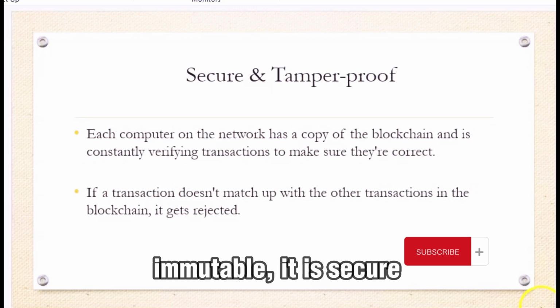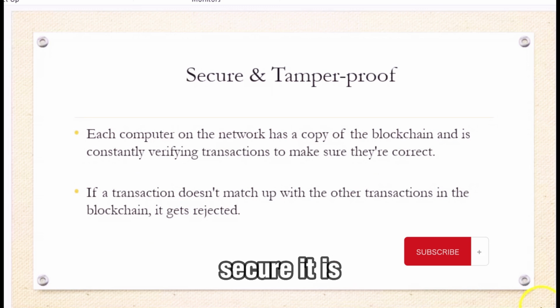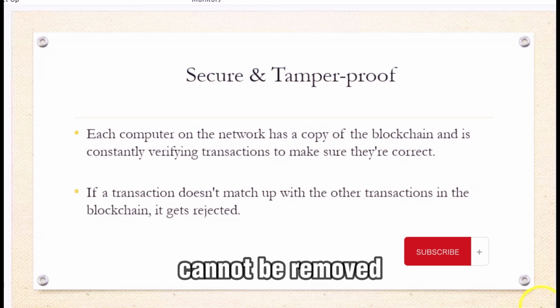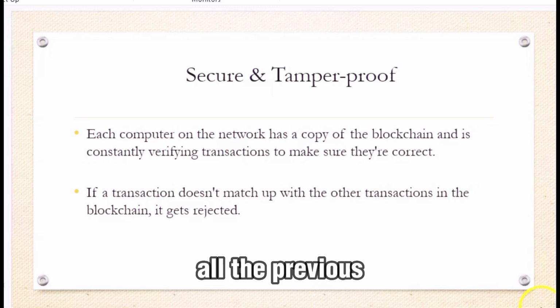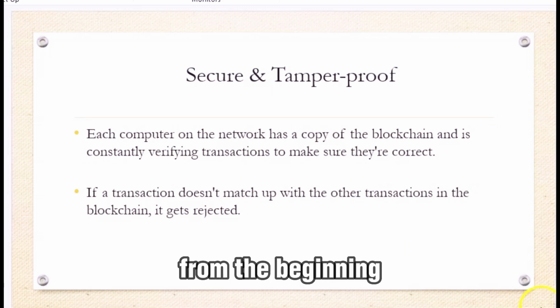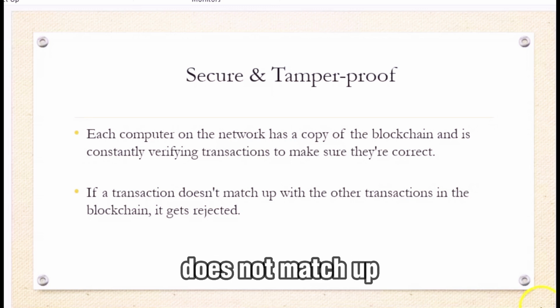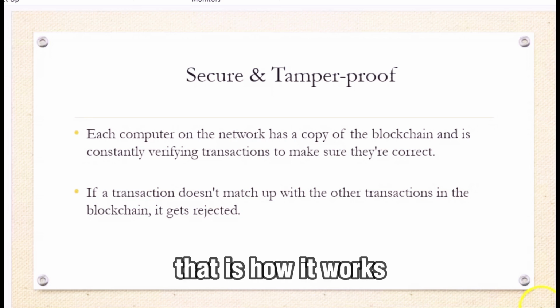It is secure. The other thing, as we said, is that it is tamper-proof, so you can't change it. If there is an error made, you can add a new record to correct the previous record. But what was there previously cannot be removed. The correction will be added to include all the previous records as well. So where there are changes, it can be traced from the beginning. What is already there cannot be removed. So if a transaction does not match up with the other transactions in the blockchain, it is discarded and rejected. That is how it works.